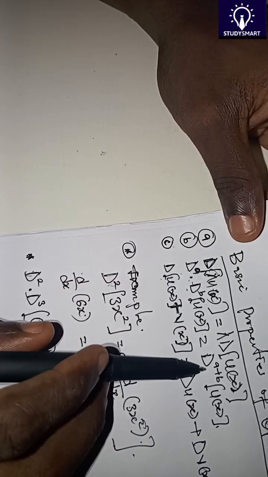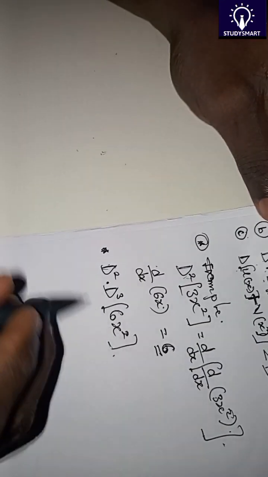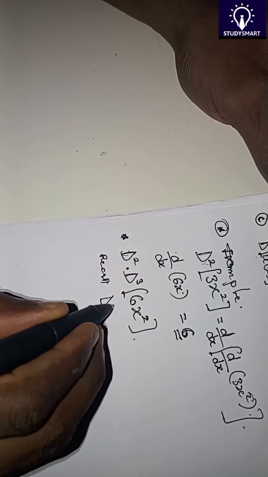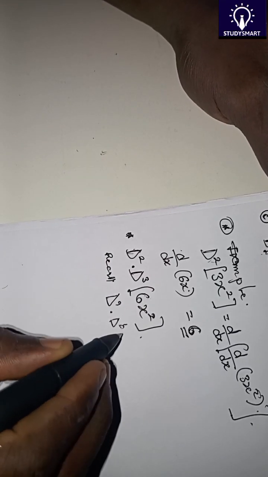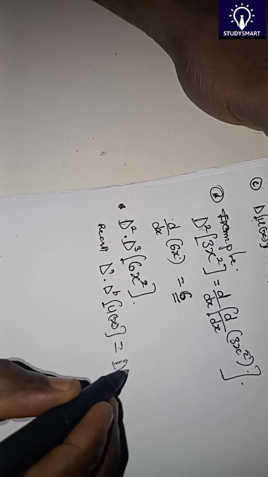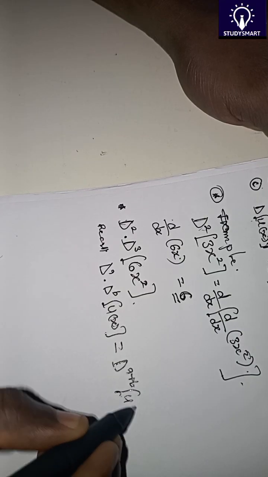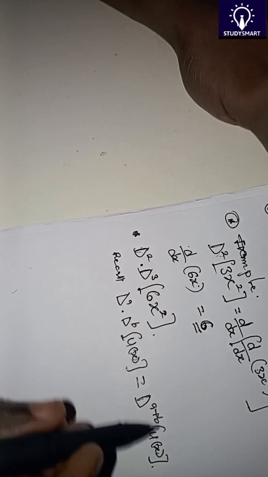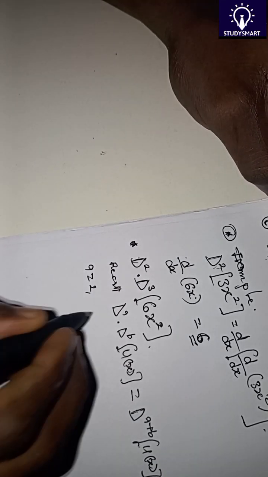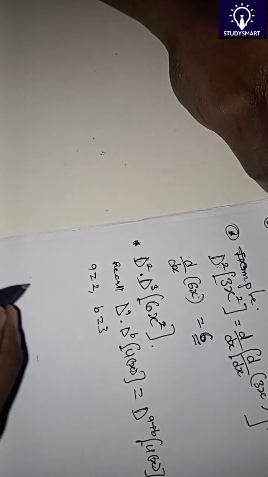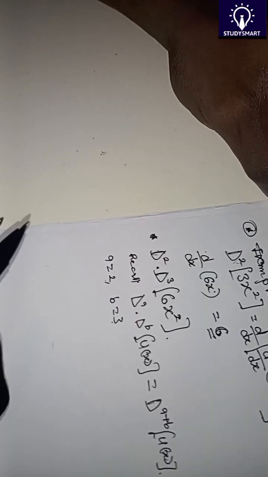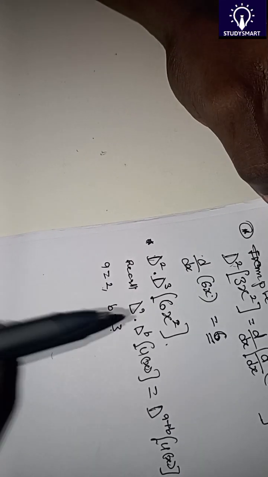Right, so following these rules, following these properties, I can just say over here, recall the property that d to power a times d to power b of the function u of x is equal to d to power a plus b for the function u of x. Alright, so this implies that in this place my a is equal to what? 2, and my b is equal to what? 3. So I'm going to sum up a plus b, which is 2 plus 3, to get the number of times I'm going to differentiate this expression.